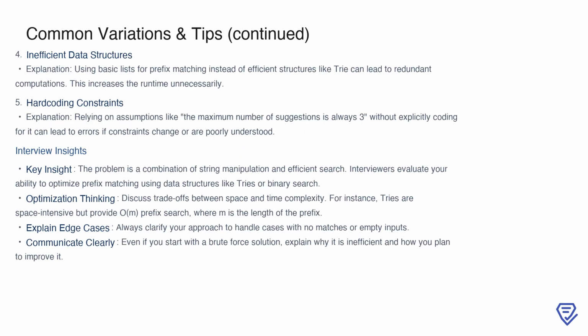Now, other inefficiencies can arise from the choice of data structures. Using basic lists for prefix matching, for instance, can lead to redundant computations and unnecessary slowdowns. More efficient structures like tries can significantly optimize runtime by avoiding these redundancies. Another pitfall is hard-coding constraints. For example, assuming that the maximum number of suggestions is always 3 without explicitly coding for this can create issues if the constraints change or are misunderstood.